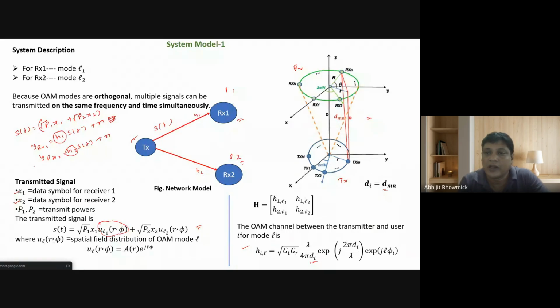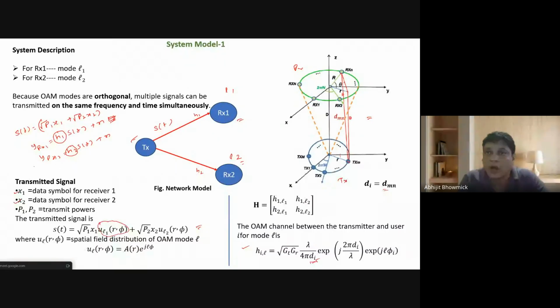Now, what is this DI? DI is basically this line. When the beam propagates, it will diverge, so this is a small circle and this is a big circle. The mth antenna transmits a signal which is received by the nth antenna. So the distance between these two is basically this DI.